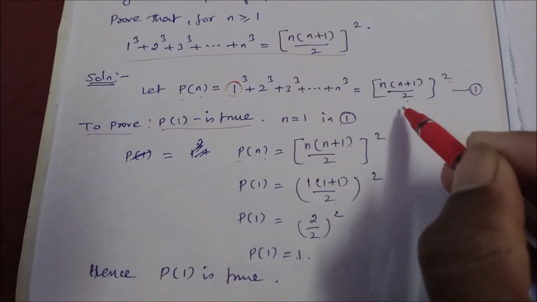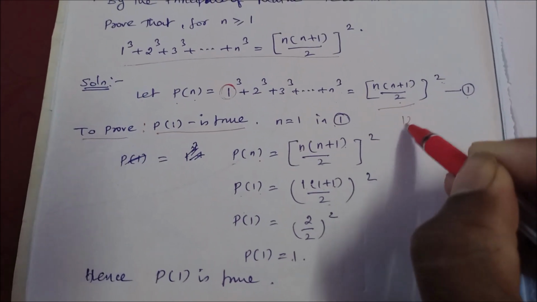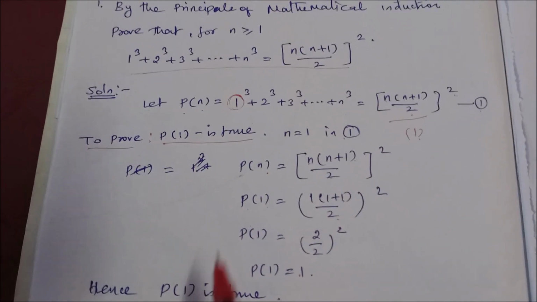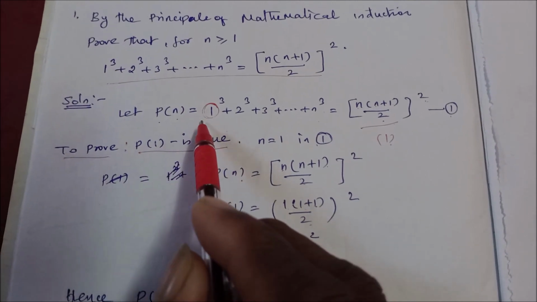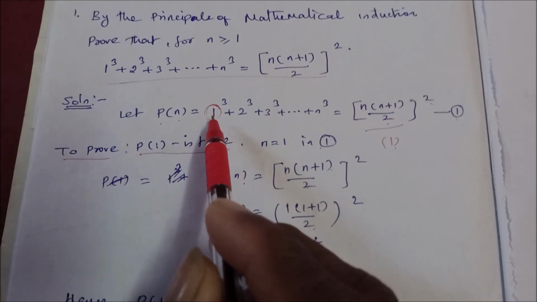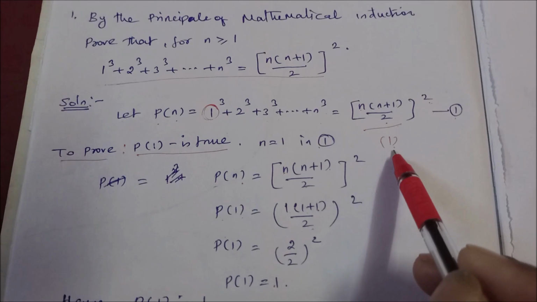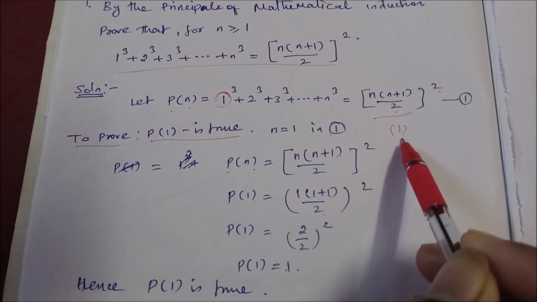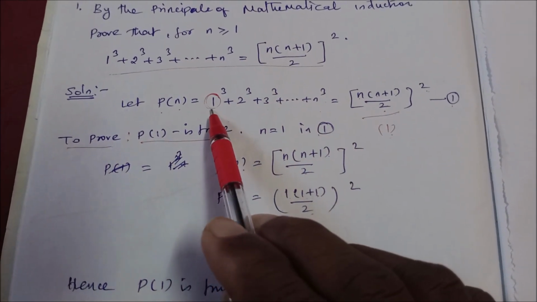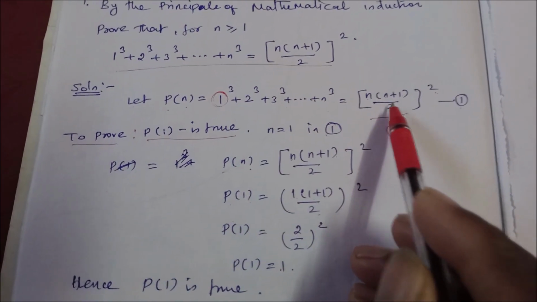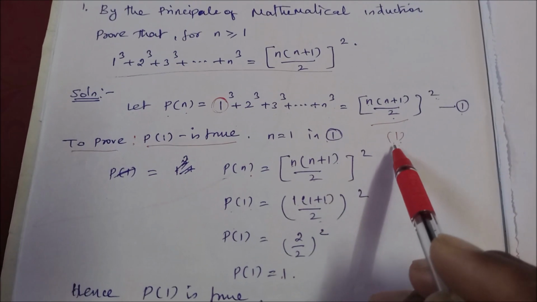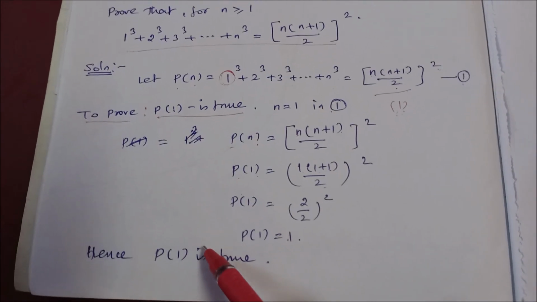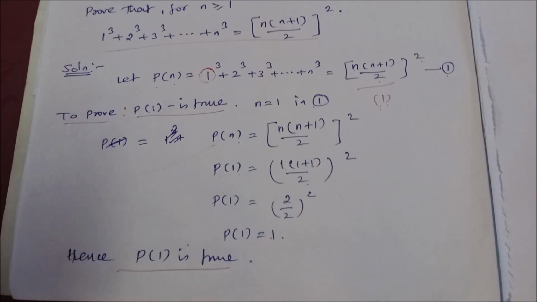The RHS value is 1, and the LHS, P of 1, means the first term of the LHS, which is also 1. So the first term equals the RHS term; both are equal. The RHS is obtained by replacing n by 1, so the RHS value equals the first term value. Then P of 1 is true. Hence P of 1 is true.